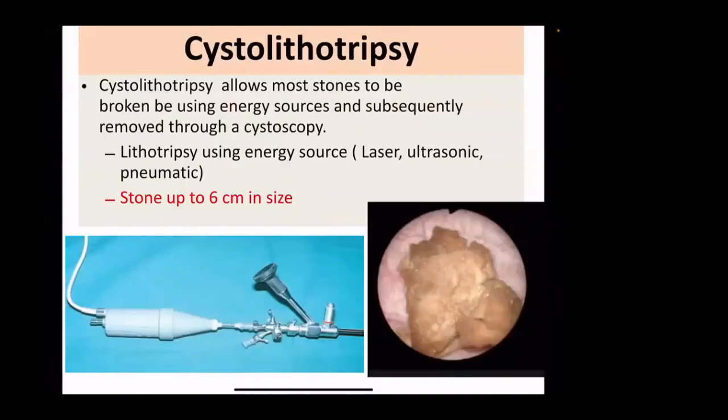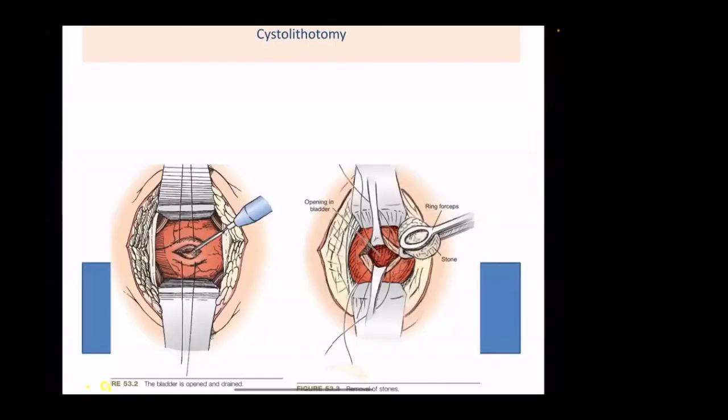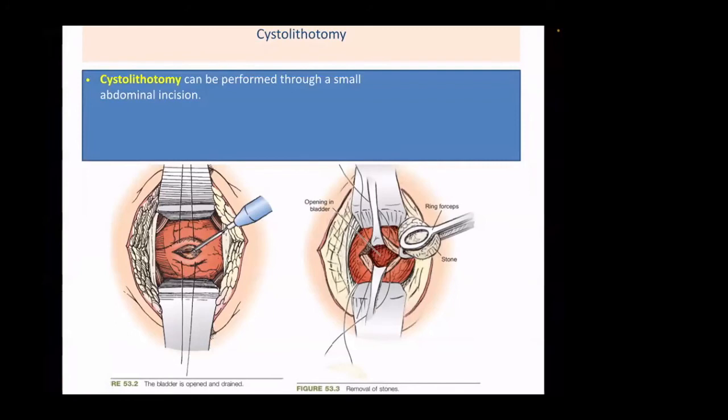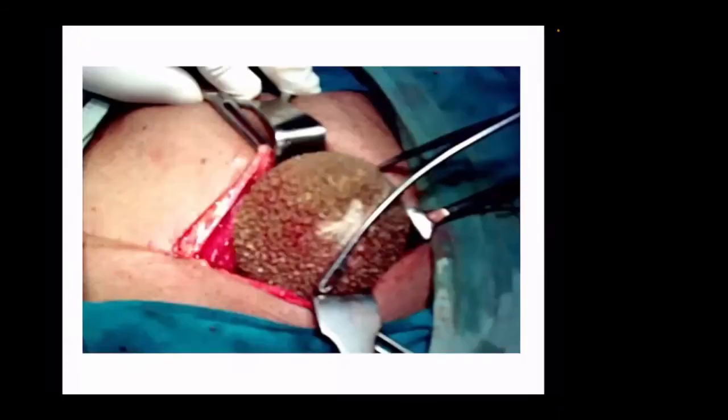If there is a larger stone, or you don't have these machines, then you can just open the abdomen by a Pfannenstiel incision, that is a transverse incision at the suprapubic region, just like the cesarean section. You just go inside, open the bladder, and remove the stone. Especially in the case of a larger stone, and if the stone is associated with other pathology like BPH, you can do open surgery, no doubt. A bigger stone which cannot be broken by lithotripsy, in that case, you can just go for open surgery and remove the bladder stone.